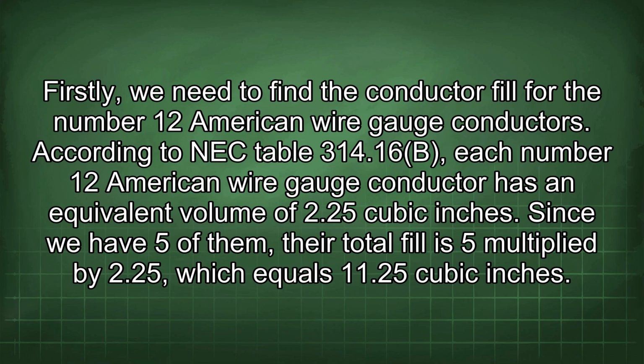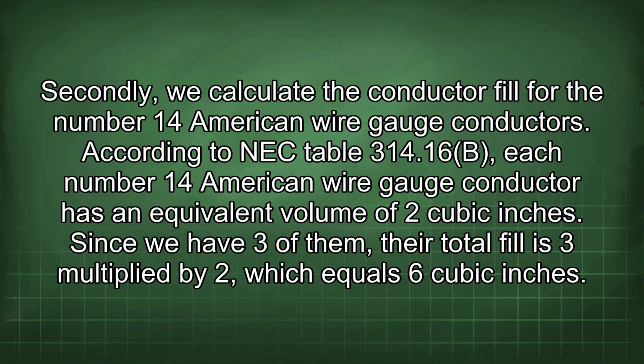Firstly, we need to find the conductor fill for the number 12 American wire gauge conductors. According to NEC Table 314.16(B), each number 12 American wire gauge conductor has an equivalent volume of 2.25 cubic inches. Since we have 5 of them, their total fill is 5 multiplied by 2.25, which equals 11.25 cubic inches.